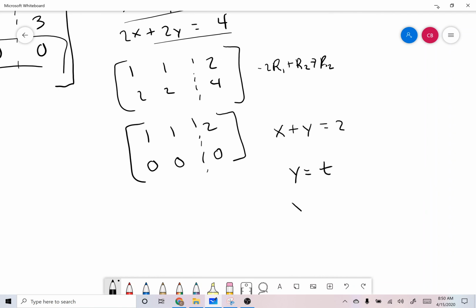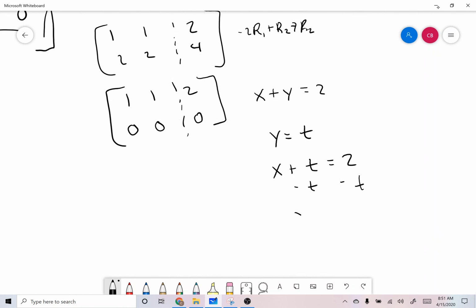Then we can write x in terms of t. x plus t is equal to 2. We subtract t. Then we have x is equal to 2 minus t. And so our solution will be (2 minus t, t).